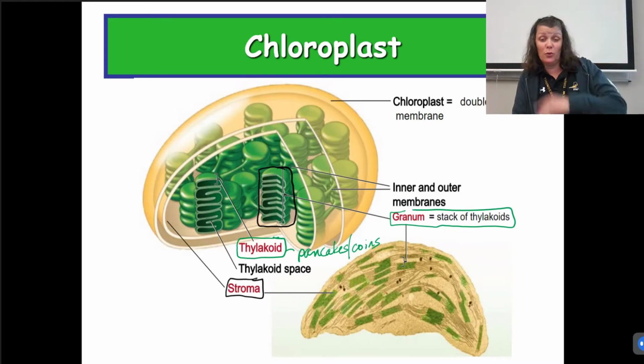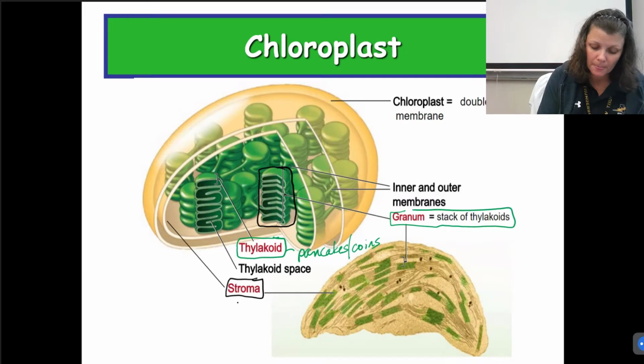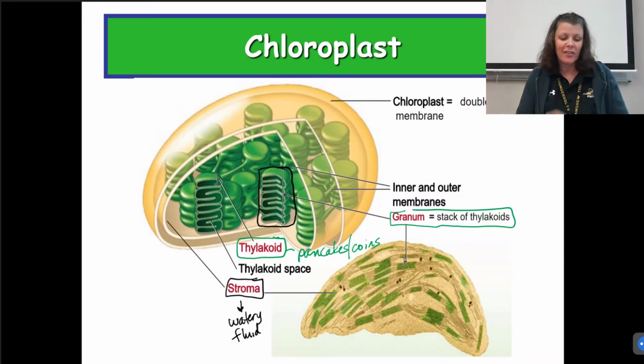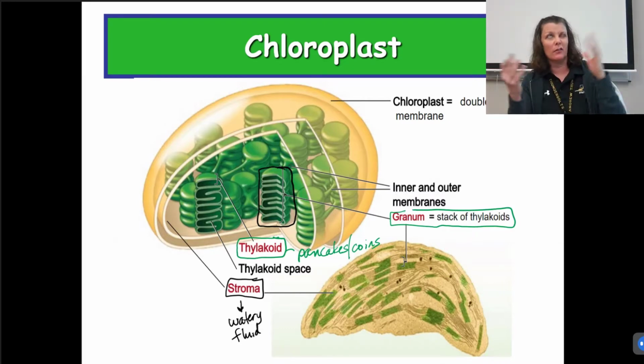You need to know those 3 terms. You need to know what a thylakoid is, you need to know that a stack of them is called the granum, and you need to know that the space in between is called the stroma. You can kind of think of the stroma as like the cytoplasm of a chloroplast, right? It's also a watery fluid that surrounds the thylakoids. Everything's surrounded in water.